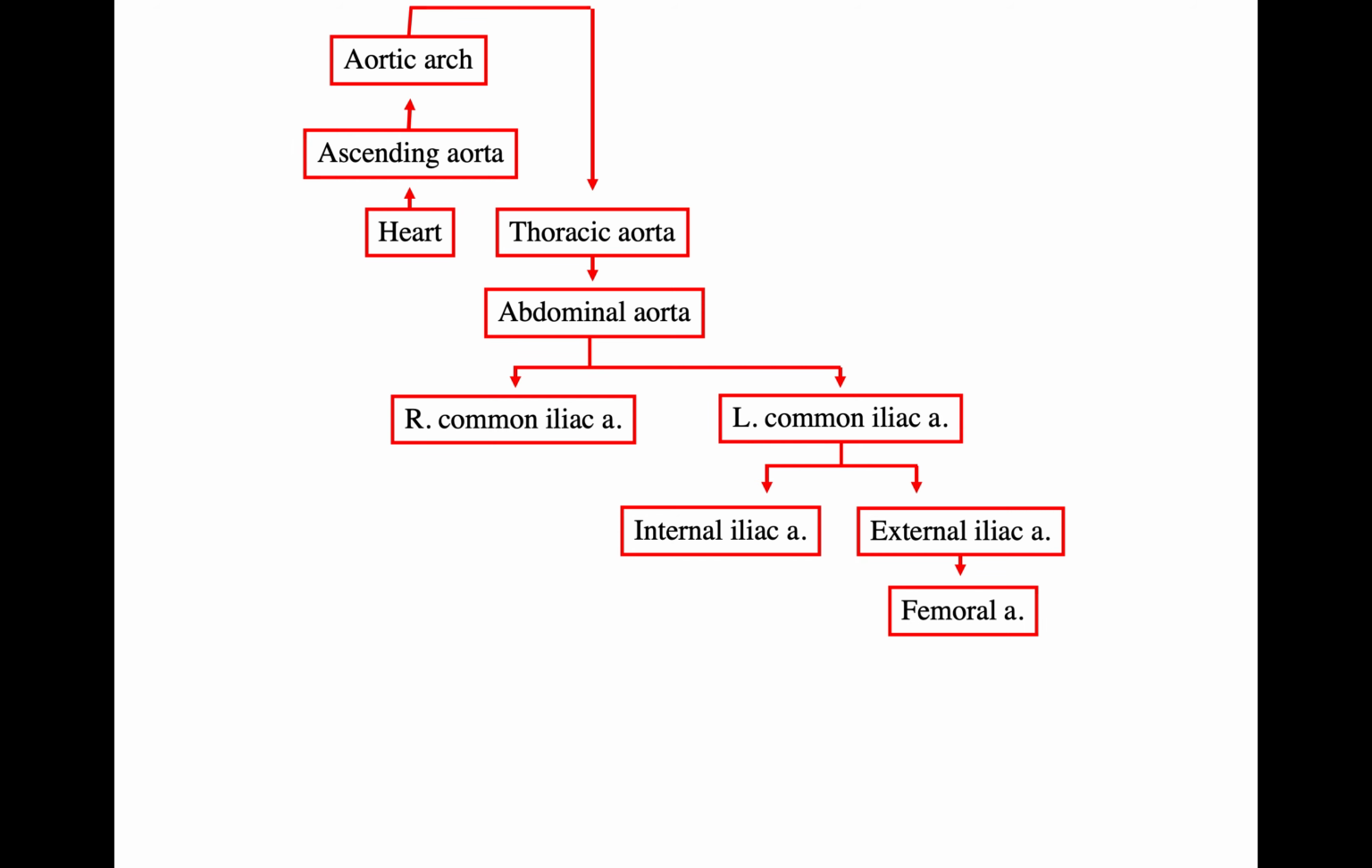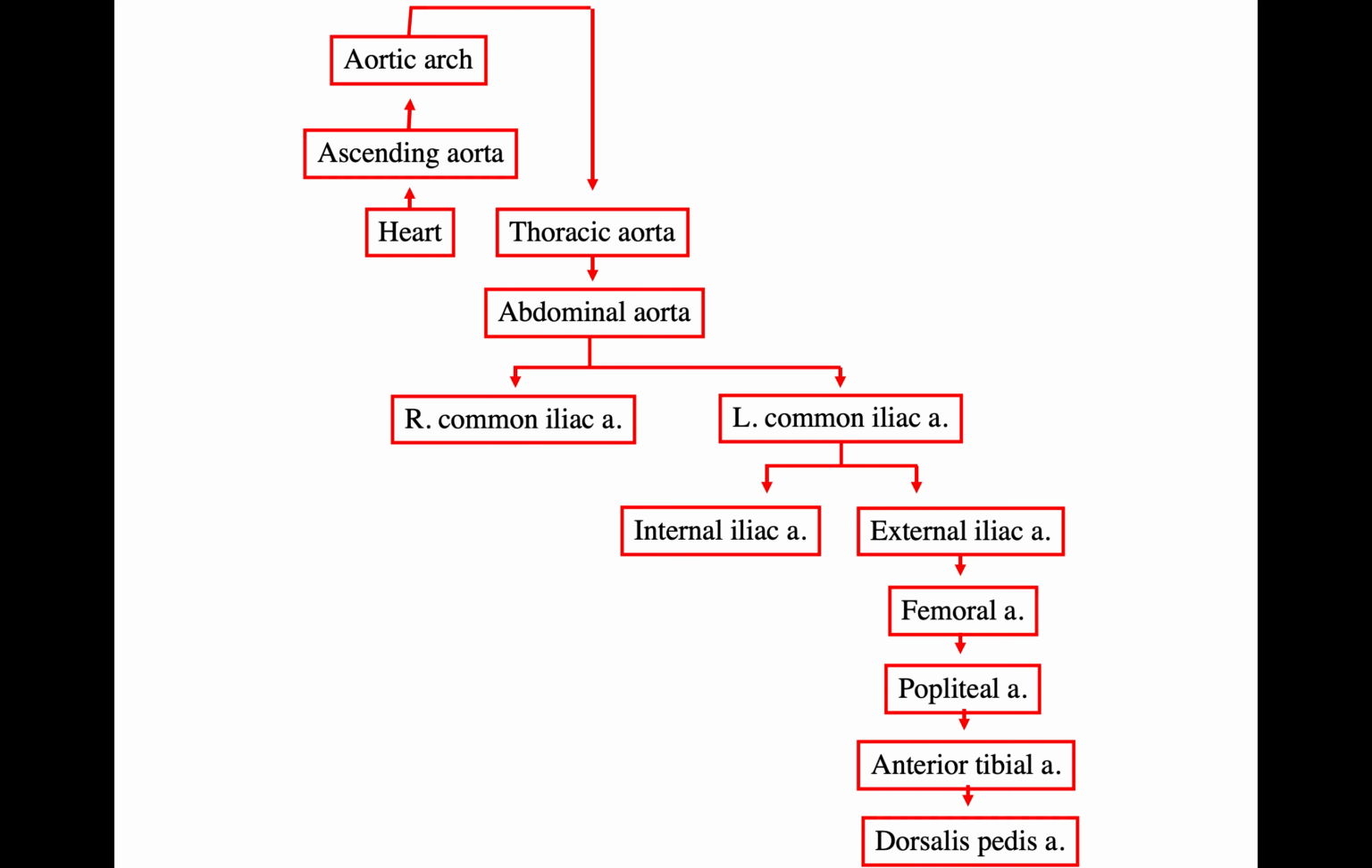So now we're in your leg. The femoral artery goes behind your knee and becomes the popliteal artery. Then we go towards the front. We call that the anterior tibial artery. This is going to be in your shin region now, which goes all the way down your foot. We call that the dorsalis pedis artery.